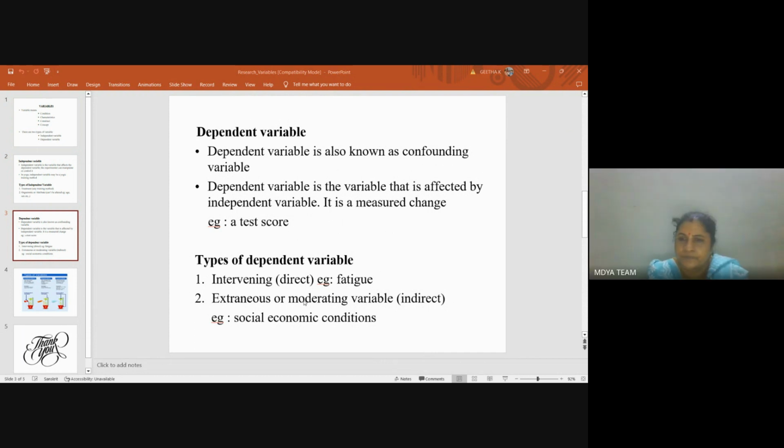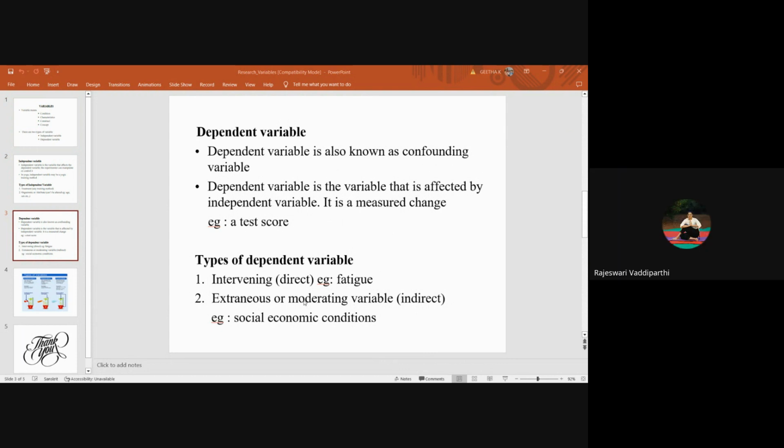There are 100 students, ma'am. 50 students we allow to sleep well, 50 students we keep awake. Sleep is the variable which is independent, and test performance is dependent. Is that right, ma'am?